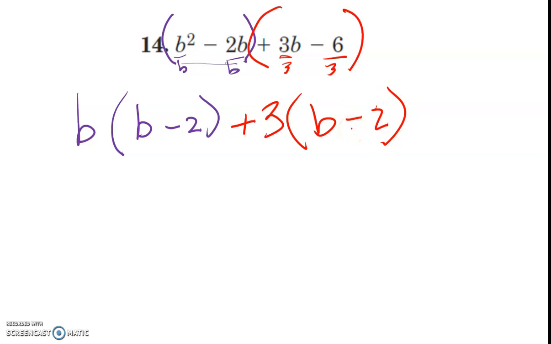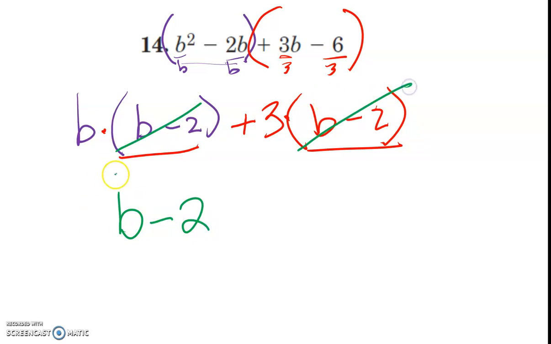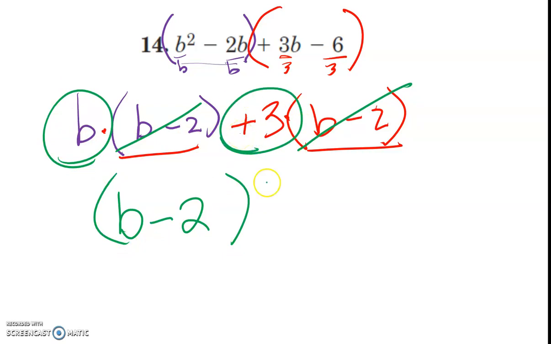And lo and behold, here they both share that B minus 2. Remember, this is the product of B times B minus 2, and the product of 3 times B minus 2. So they share the B minus 2 in common. So I'm going to take out the B minus 2. And what is left, that B and that plus 3, becomes my other binomial.